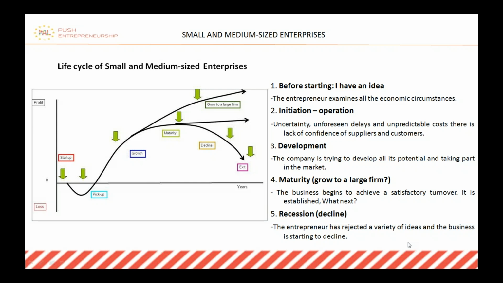Strategic planning is needed to avoid decline. It's the time to create innovative ideas. At this stage of maturity, the entrepreneur begins to think about what happens next. Will the business continue to grow and turn into a major company, or fall?